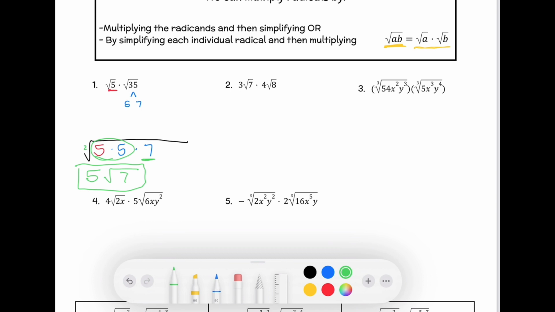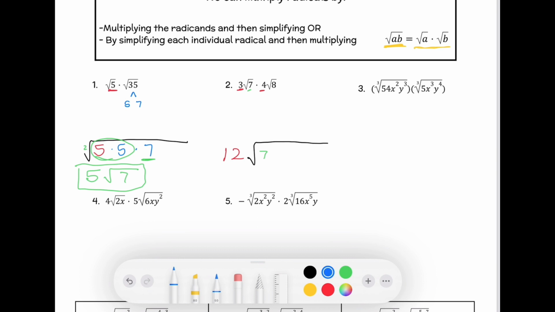Now for the next one, we have numbers on the outside. What we're going to do with those is go ahead and multiply those numbers first. So we have 3 times 4, that's going to be 12. I'm going to draw my long square root again, and we're going to do the same thing I did before. So 7 times 8, we might save some time, but not necessarily. 7 is a prime number, so I'm going to write it under my long radical where they're multiplied together.